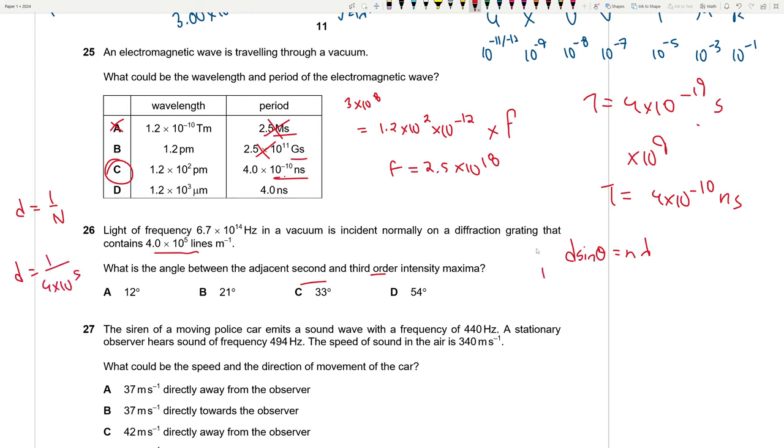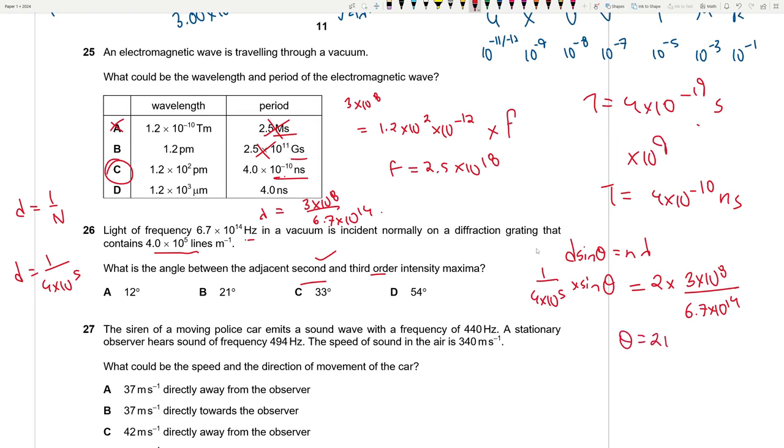So 1 by 4 into 10 power 5 into sine theta is equal to, for the second order, 2 times lambda. Oh my god, it's so long. Lambda, we have to find out lambda because we have frequency. So lambda will actually be speed of light, 3 into 10 power 8 divided by frequency, which is 6.7 into 10 to the power 14. V by f is equal to lambda. Let's do this. Okay, so 2 into 3 into 10 to the power 8 divided by 6.7 into 10 to the power 14 into 4 into 10 to the power 5, then sine inverse of the answer.